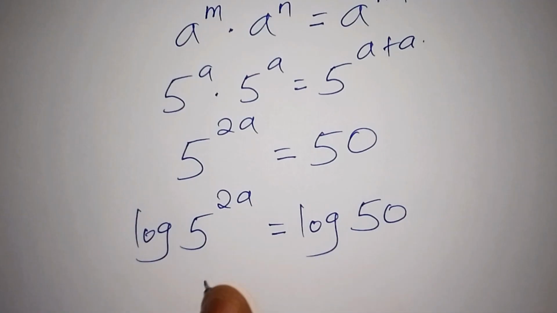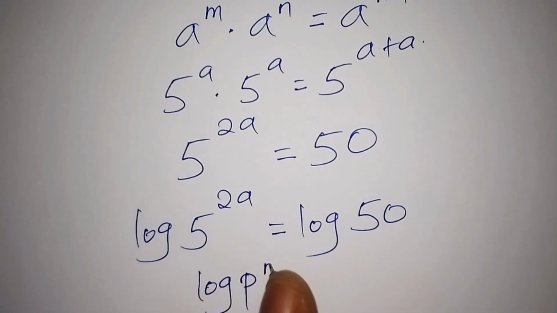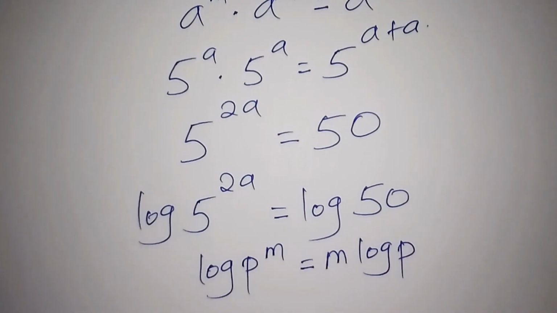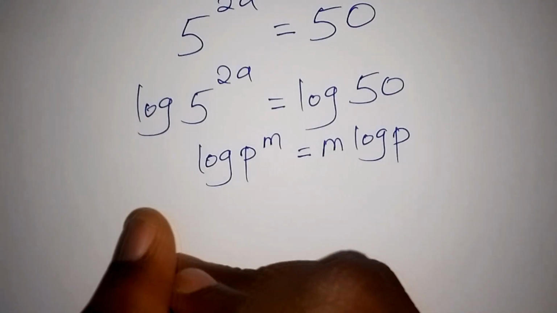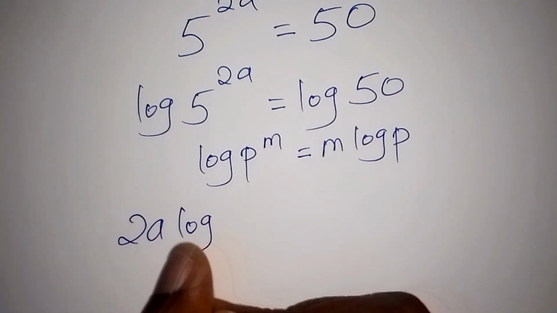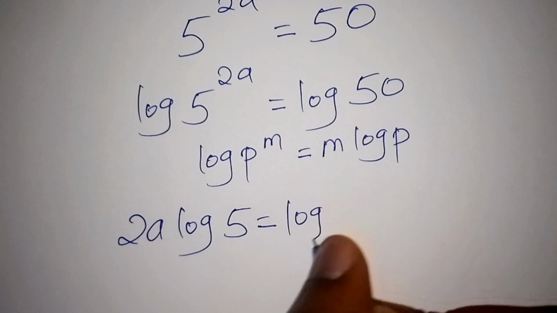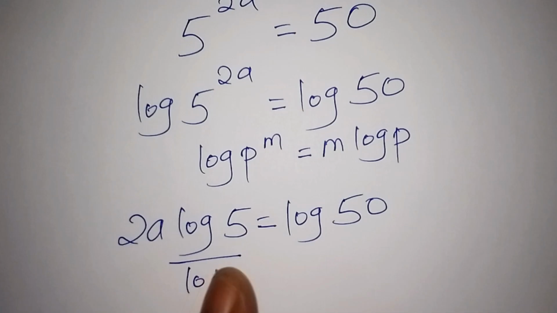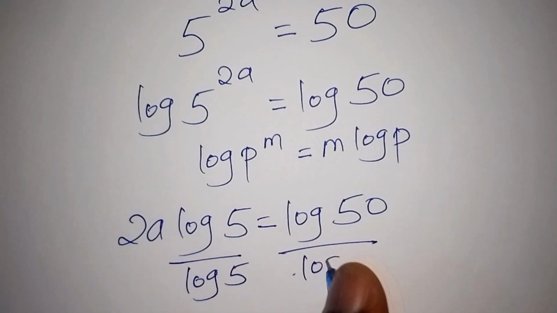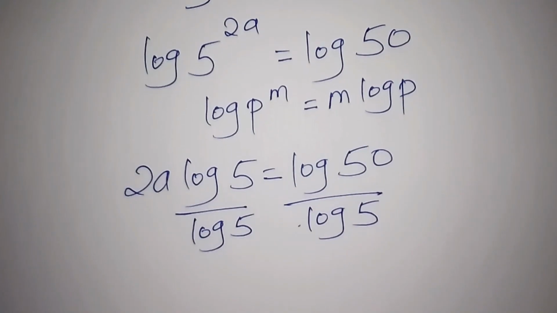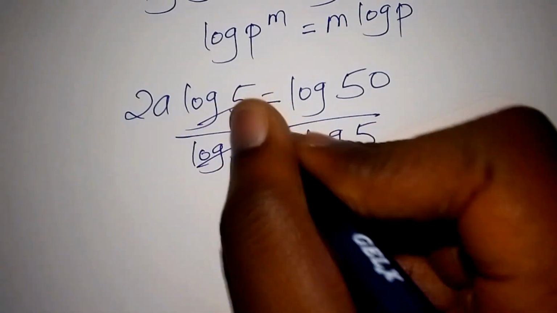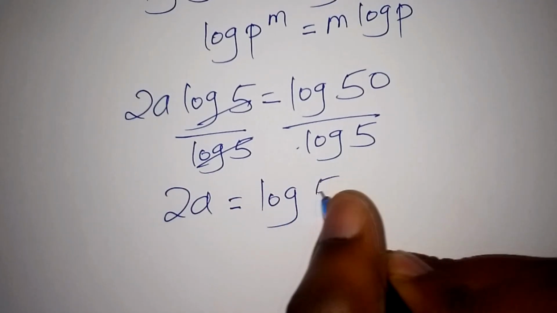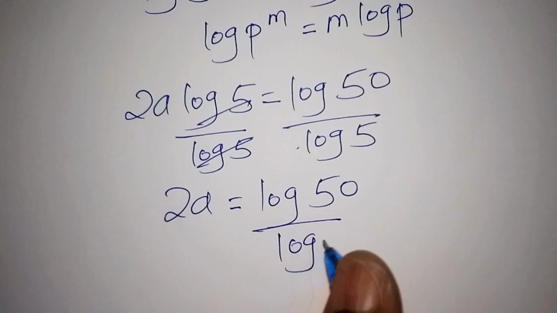Assuming that we have the log of p to the power of m, this can also be written as m times the log of p. That means our log of 5 to the power of 2a shall be written as 2a times the log of 5, which is equal to the log of 50. From here we shall remain with 2a by dividing both sides by the log of 5. The log 5 and log 5 cancel, so we remain with 2a is equal to the log of 50 all over the log of 5.